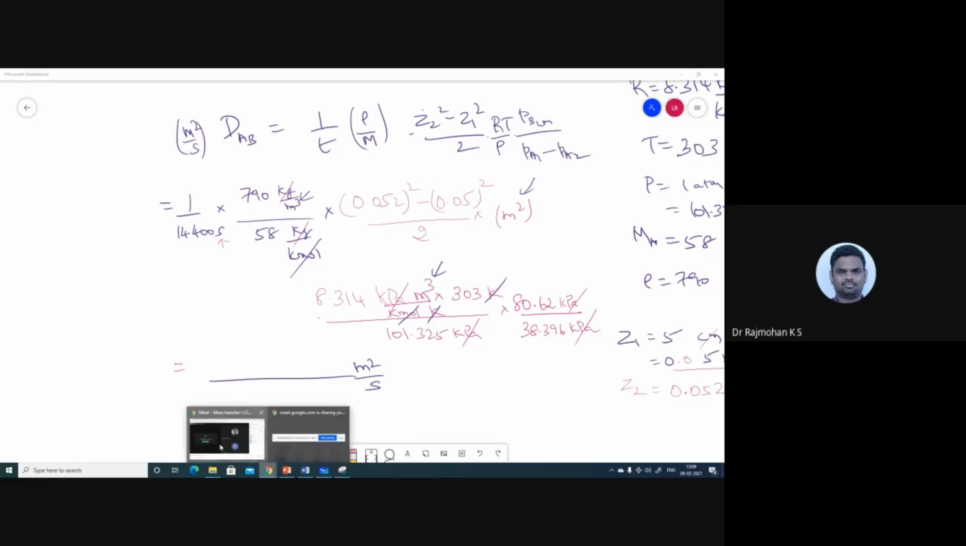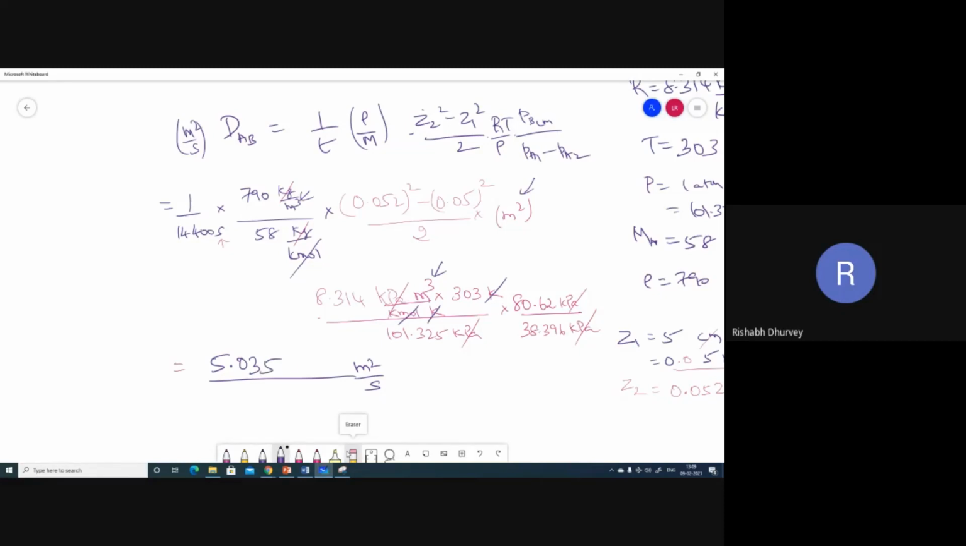What is the value? I am getting 5.18 into 10 power minus 5, subject to verification by individual learners.